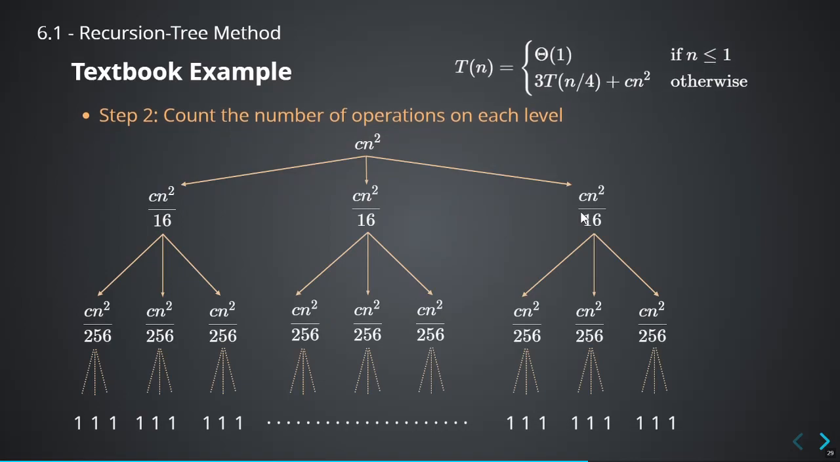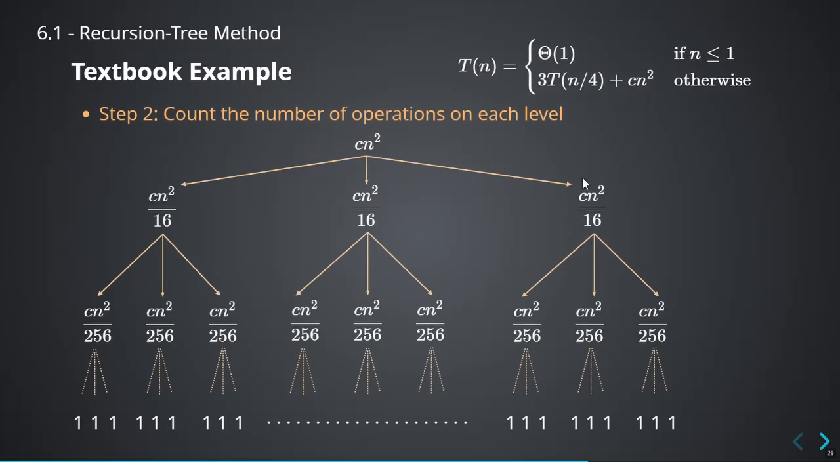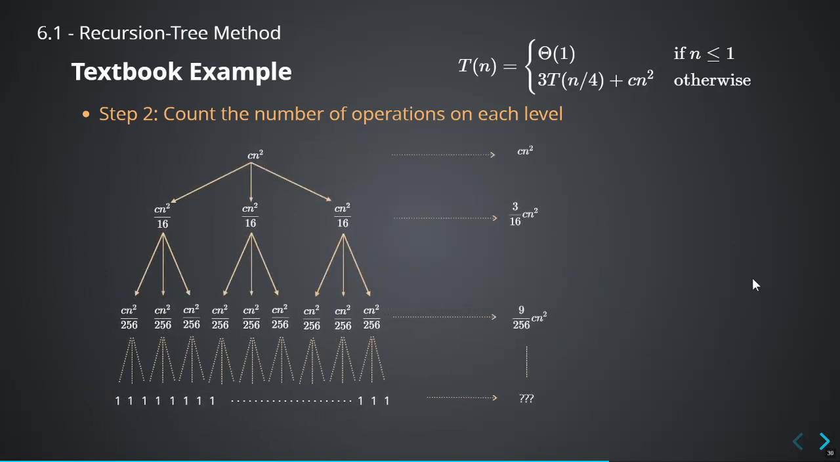Now, the number of operations you have to do on every level is going to be cn squared, where n is the size of the data at the time. So if you have n over 4, then you will have to do c times n squared over 16. And then on the next level, it's going to be cn squared over 256, and so on. And we're just going to say that at the very bottom, you're going to be doing one operation on every node. So again, let's draw the tree.